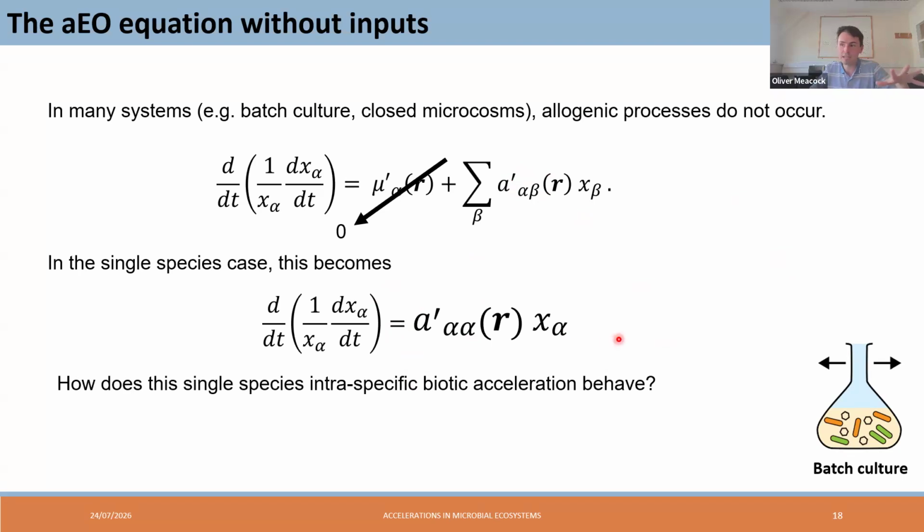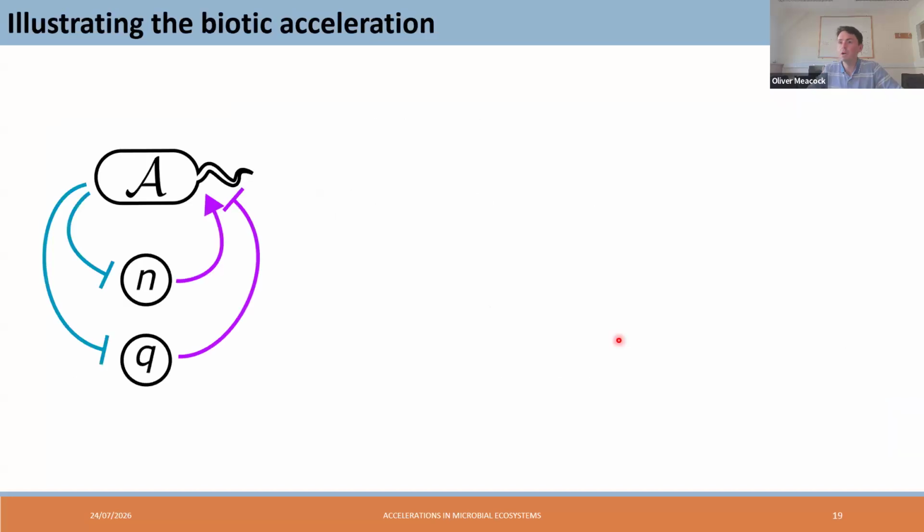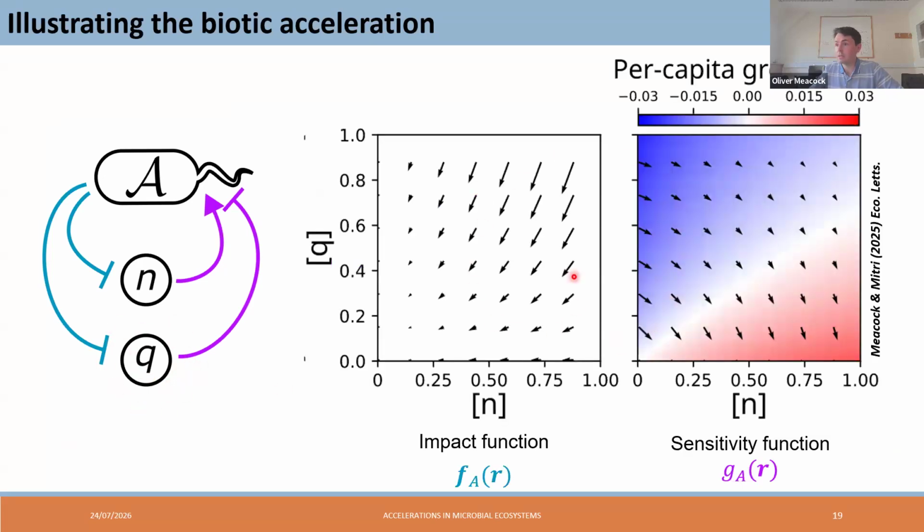So this is kind of as simple as it gets, but it's a useful way of understanding how all these different concepts interact with each other. So this is going to be our model system. We've got this population A, which is interacting with itself via depletion of this nutrient and detoxification of this toxin down here. And these are the explicit representations of these impact functions and sensitivity functions.